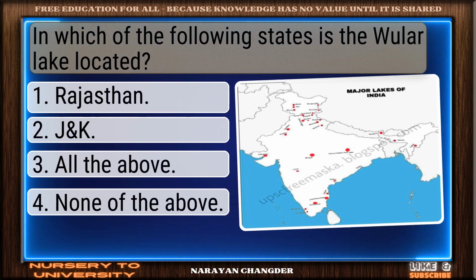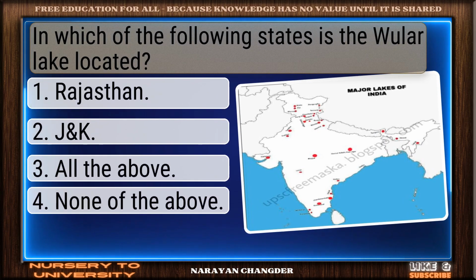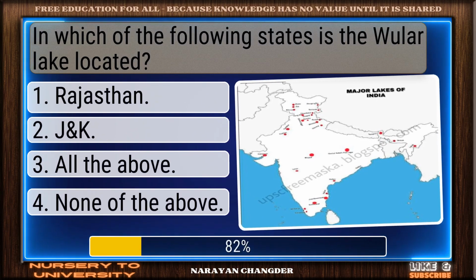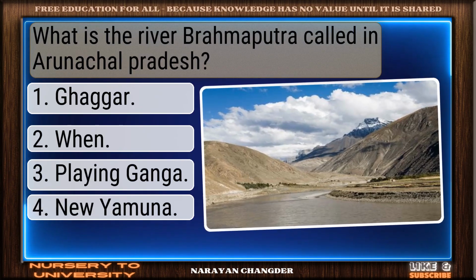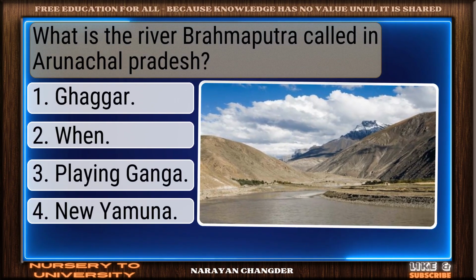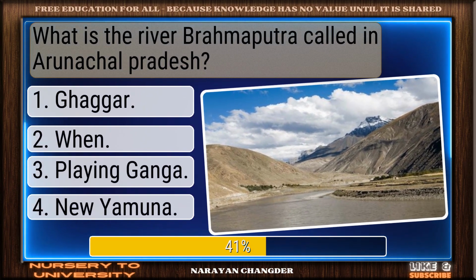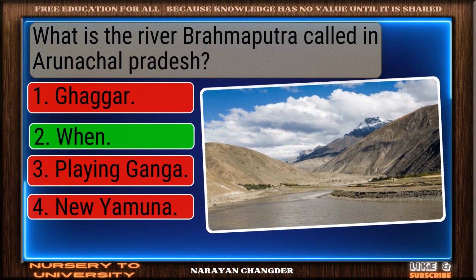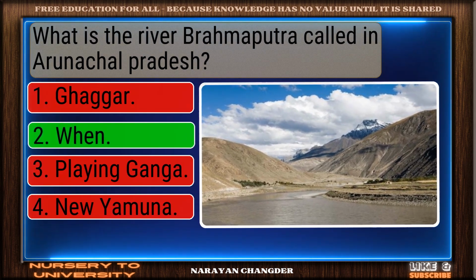Question number 93. In which of the following states is the Wular Lake located? Perfect. J&K is the correct choice. Question number 94. What is the river Brahmaputra called in Arunachal Pradesh? Exactly. Dihang makes sense and it is the right choice.